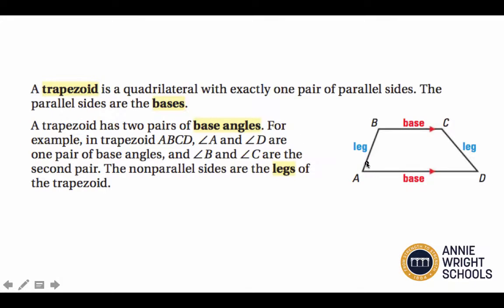In this example, angle A and angle D, and angle B and angle C, are base angles. So it's important to know that. We call the non-parallel sides legs. The legs are not necessarily congruent, but they can be.